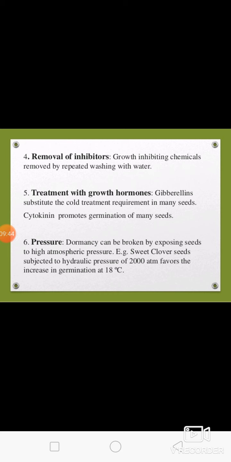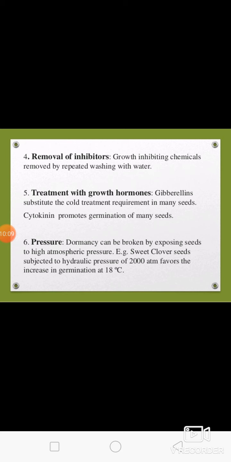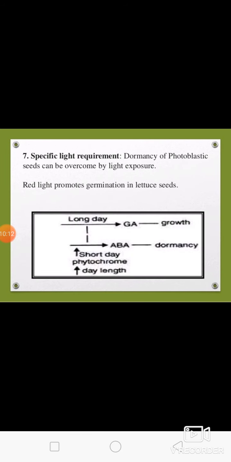Removal of inhibitors. Growth inhibiting chemicals are removed by repeated washing with water. Treatment with growth hormones. Gibberellins substitute the cold treatment requirement in many seeds. Cytokinin promotes germination of many seeds. Pressure. Dormancy can be broken by exposing the seeds to high atmospheric pressure. Specific light requirement. Dormancy of photoblastic seeds can be overcome by light exposure. Red light promotes germination in lettuce seeds.